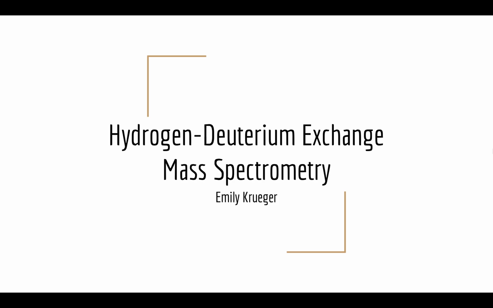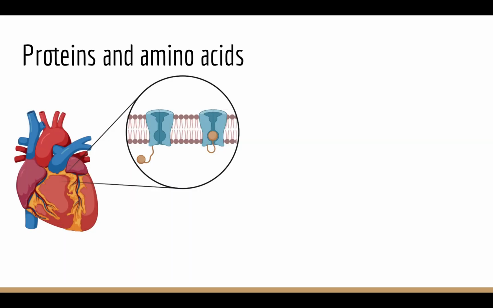This Minute Biophysics video is about hydrogen-deuterium exchange mass spectrometry. Within our body, we have organs that play vital functions, such as the beating of our heart. These organs contain proteins that play important roles, such as this ion channel that allows ions to cross in and out of the cell.